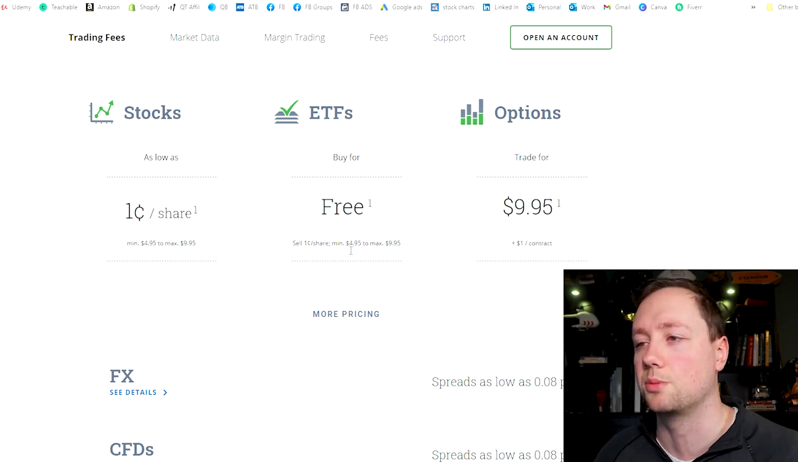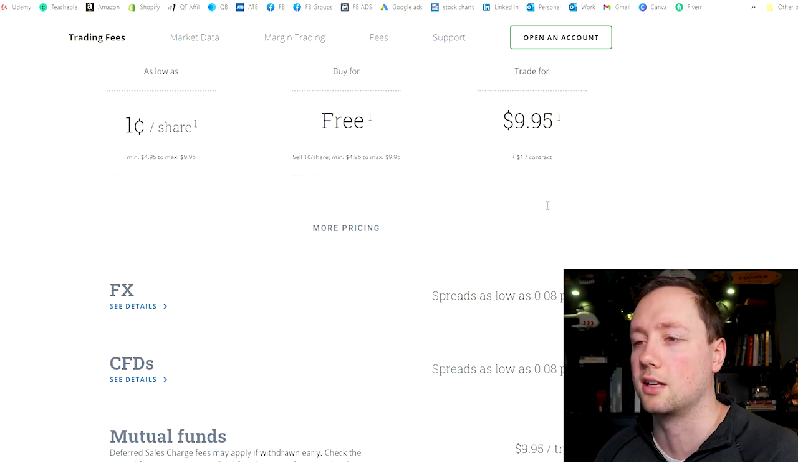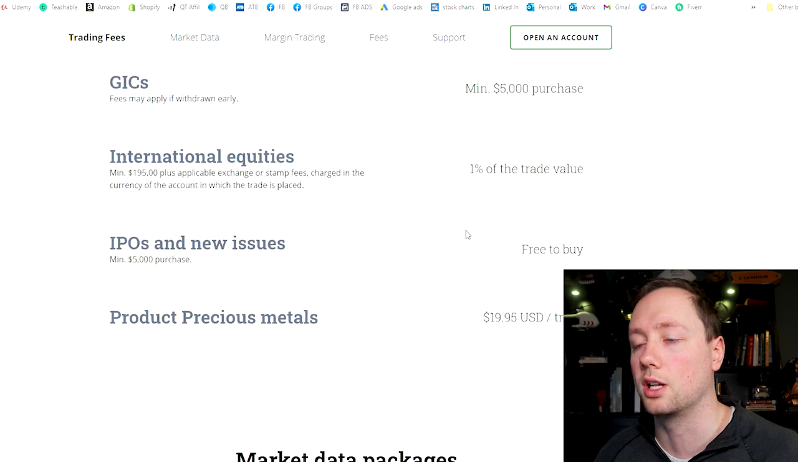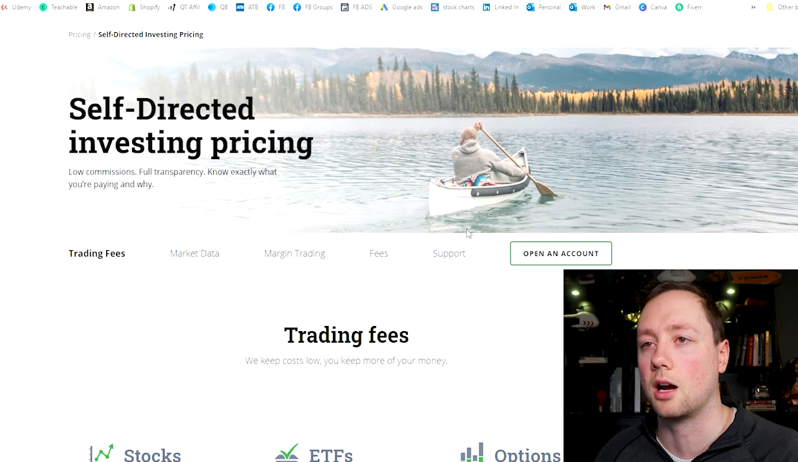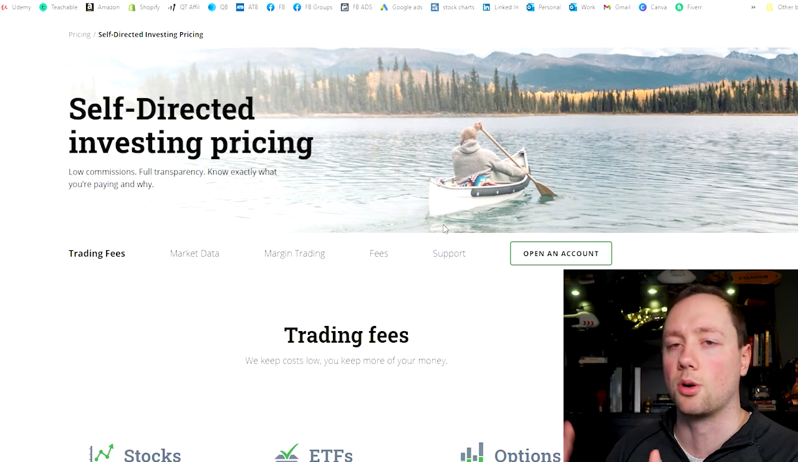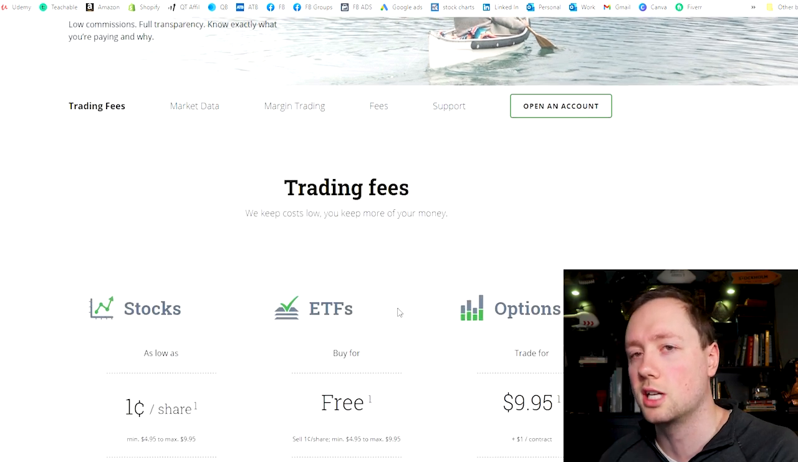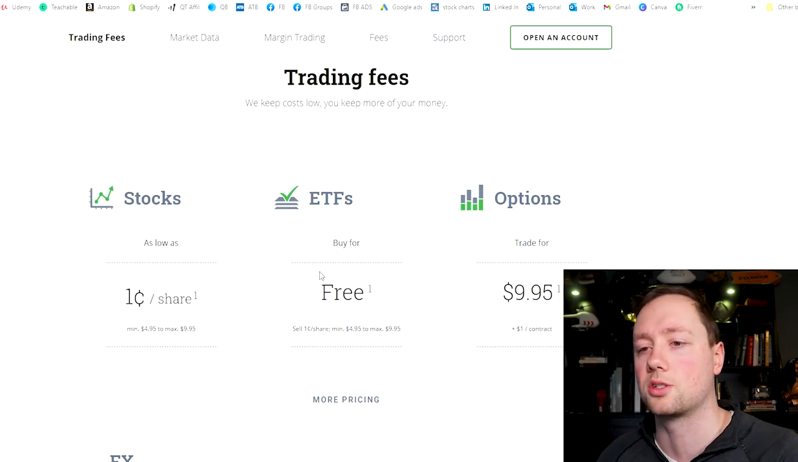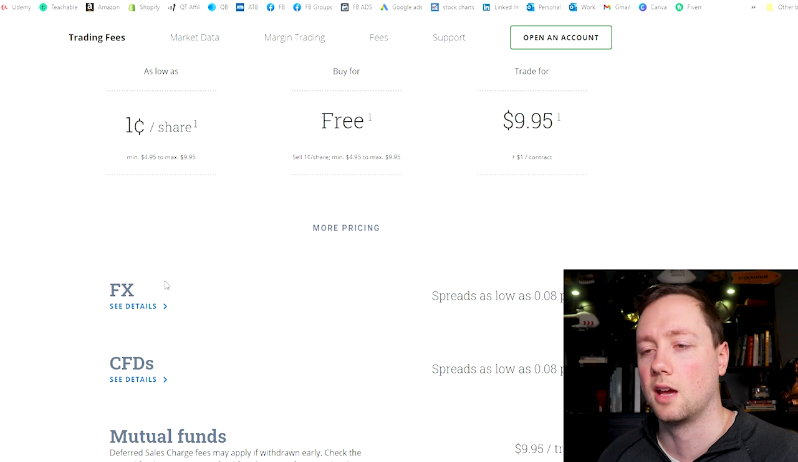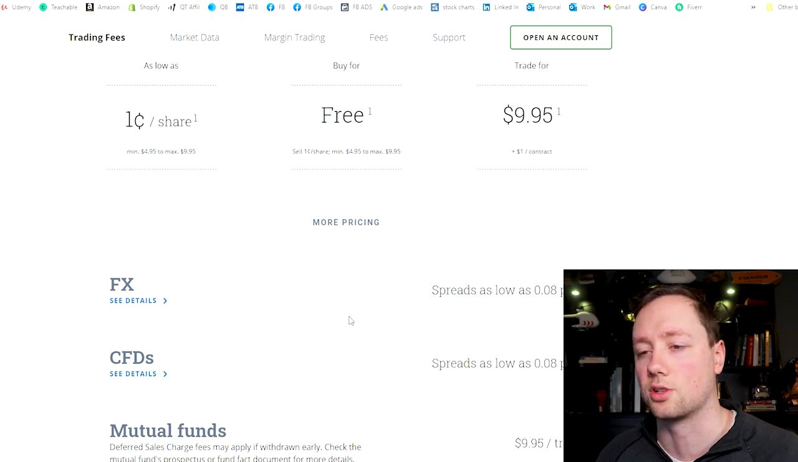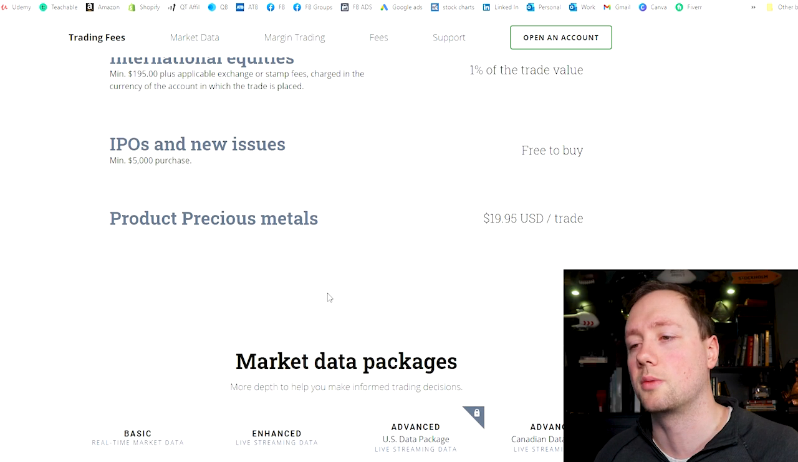ETFs are pretty much free, but they do cost you a little bit of money to sell. And options are still $9.95. So this is pretty much what it looks like if you are just going to set up and be a long-term investor. You don't have to pay for any data. You don't have to pay for a monthly subscription. There's no ongoing fee, there's no setup fee. It is completely free, and then you pay this amount based on how much you trade and what you invested. If you're trading in Forex or CFDs, there's some other fees on there as well, and there's some other options.